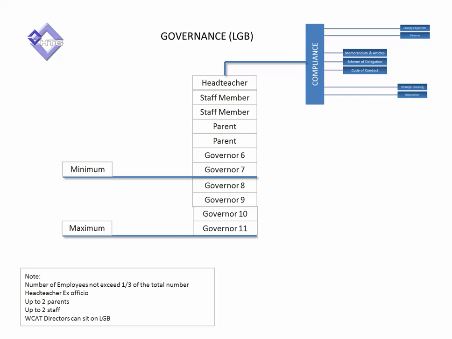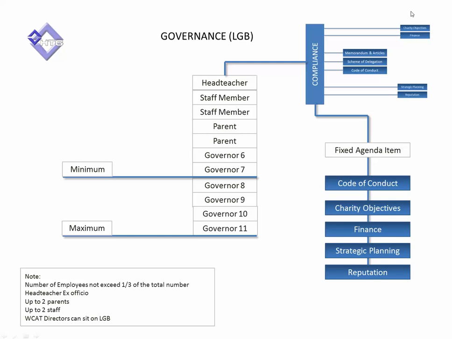The directors of the trust can sit on the local governing body, but we're trying to keep it as flexible and as free as we possibly can so the local choice can take ownership of the structure of the meetings. In addition, the fixed agenda items will enable us to continuously remind ourselves of the code of conduct, charity objectives, finance, etc.